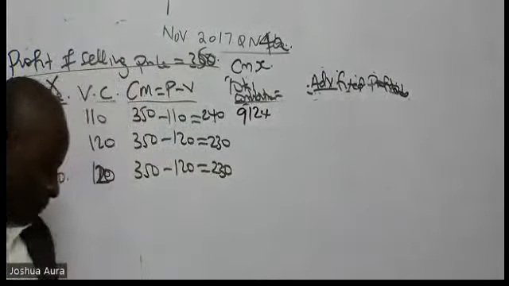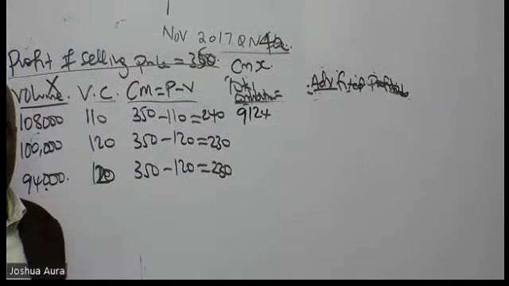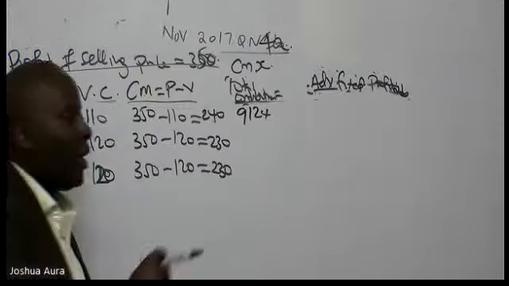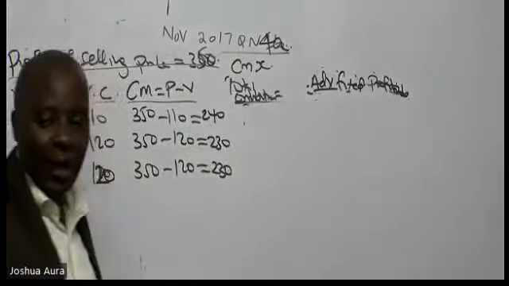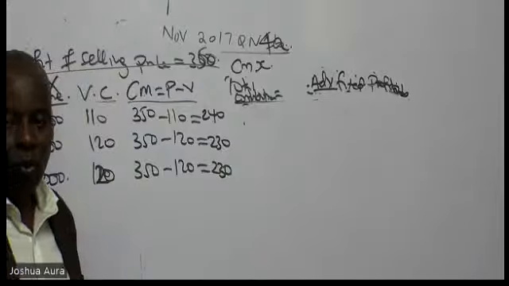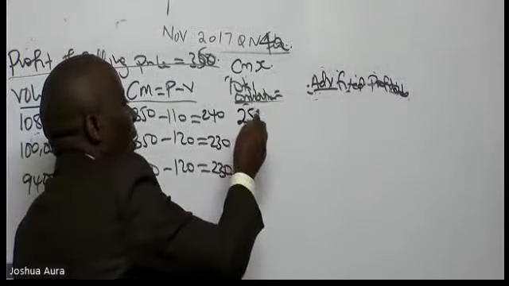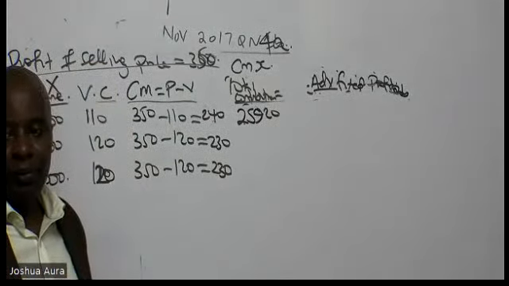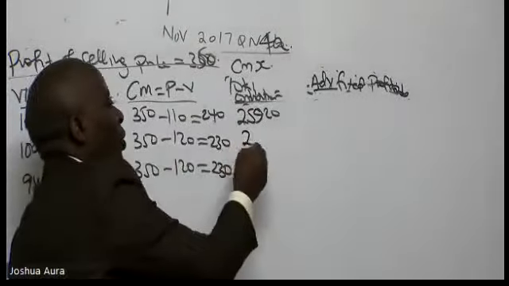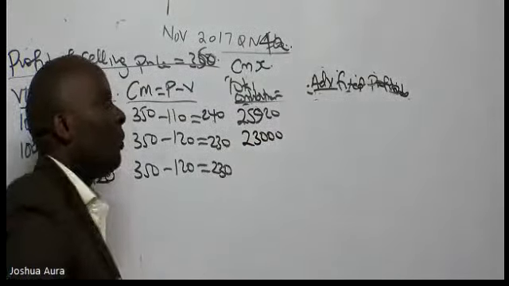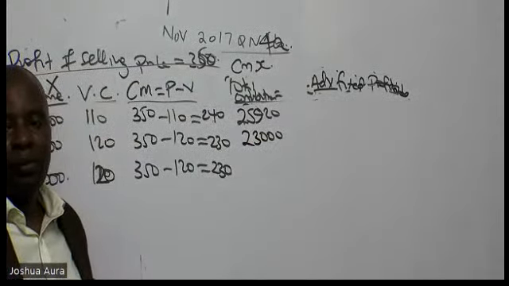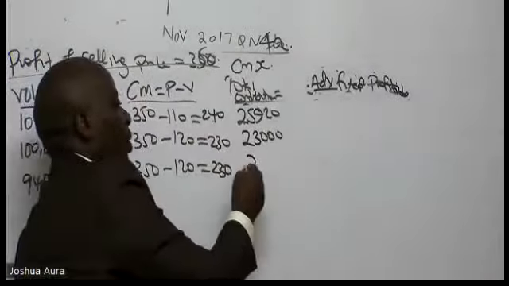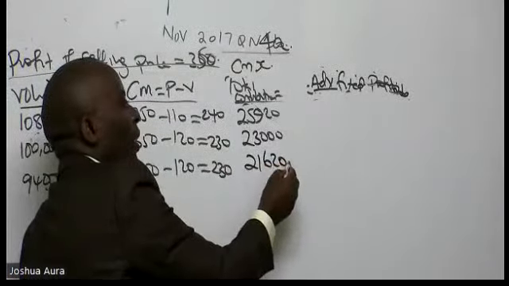How about the second one? Nope, that figure is not correct. The first one, I'm being reminded, is 25,920. The second one is 23,000. How about the third one? The third one is 21,620, like that.